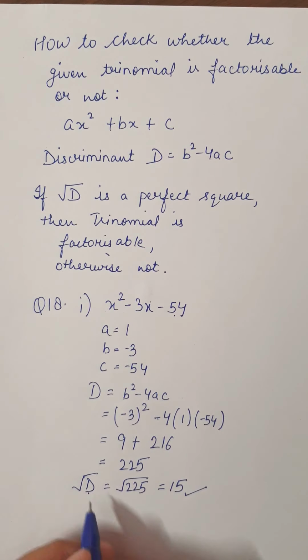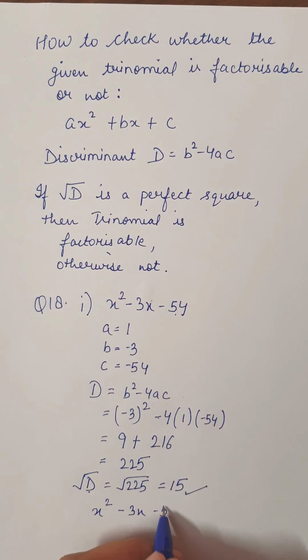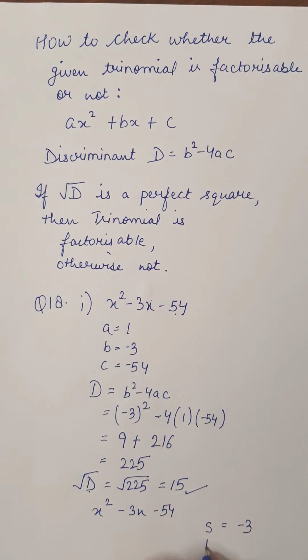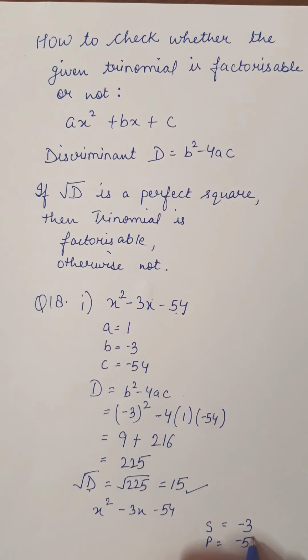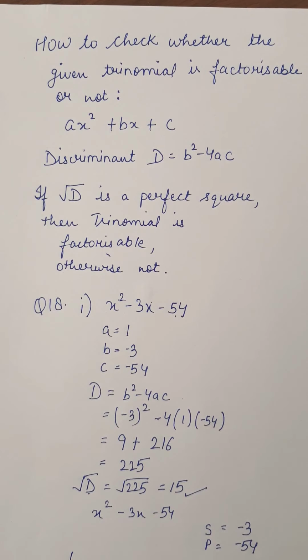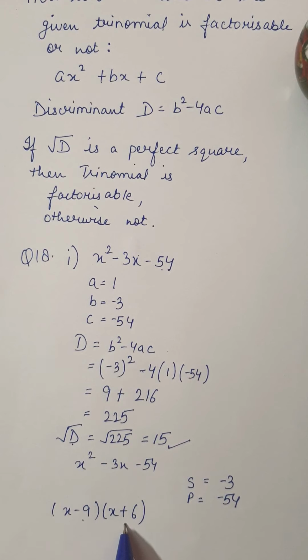So now we are further factorizing it finally. x square minus 3x minus 54. So according to this, the sum should be minus 3 and the product should be minus 54. So complete this question. I am just writing down the final answer. Once you are done, check your final answer. It is x minus 9, x plus 6.